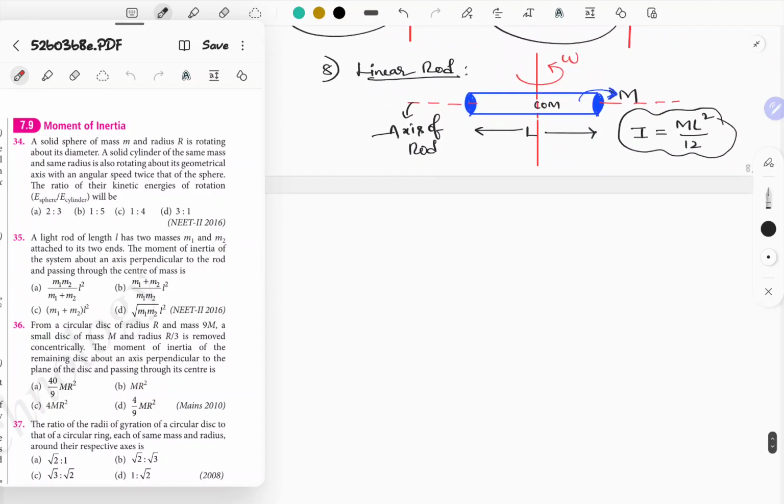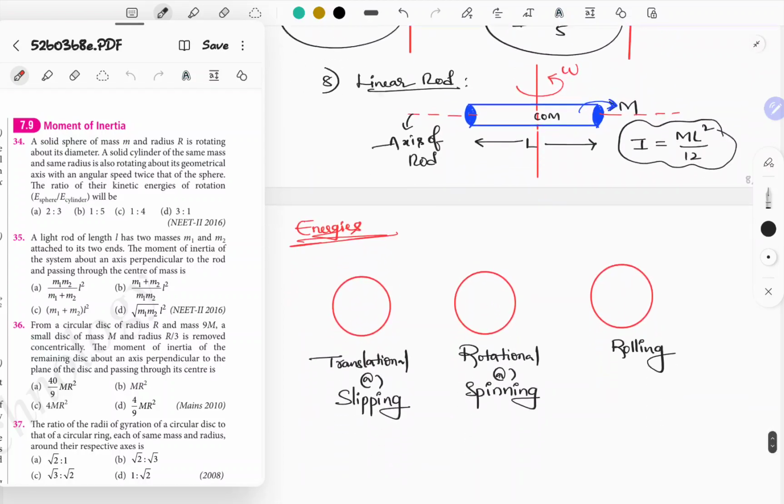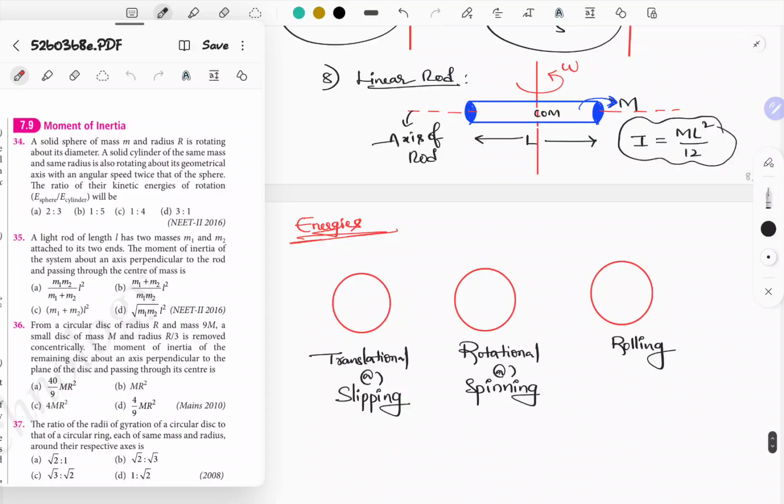And one more thing I would like to mention is the energy of a translational body, rotational body, and rolling body. We are going to get 3 different types of energies on the object. Let me give you the difference of translational energy, rotational energy, and for a rolling object, what kind of energy we have. Slipping, in the sense the object is having only translational motion. That means each and every particle of this rigid body moves in only one direction, like this. This is how it is going to be.